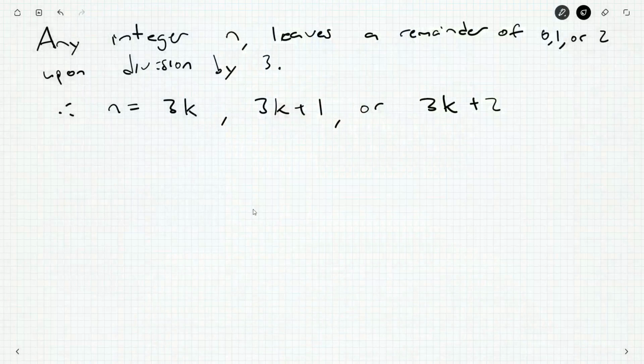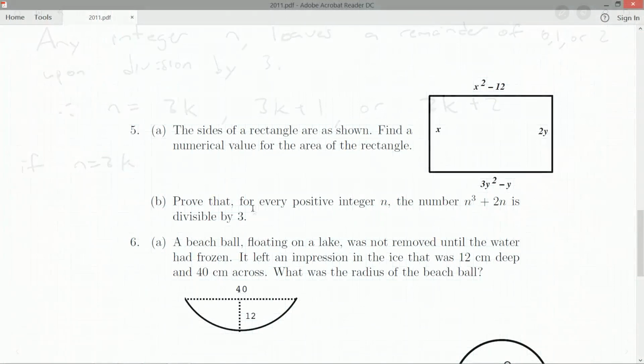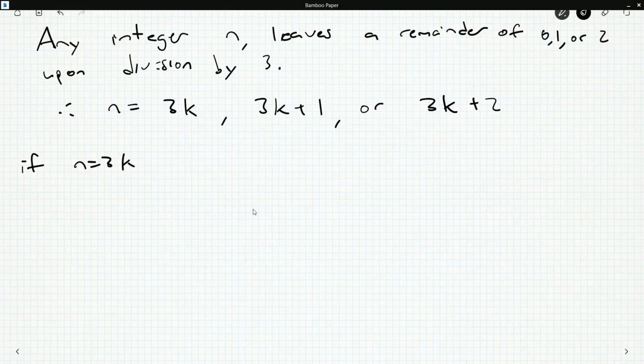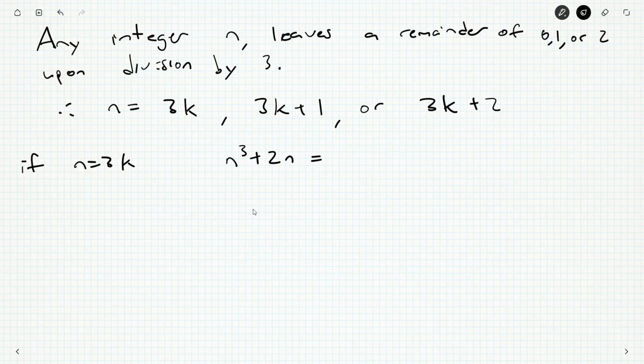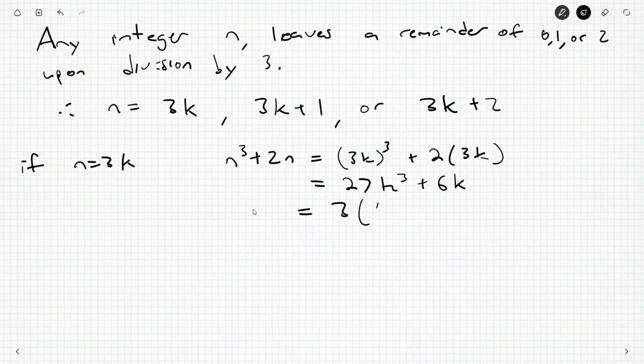Okay, so if n is 3k, and then what was the expression? n cubed plus 2n. n cubed plus 2n is then (3k) cubed plus 2 times 3k. So this is 27k cubed plus 6k. All I need to do is take a factor of 3 out. So it's 3 times (9k cubed plus 2k). And that's a multiple of 3, because I wrote it as 3 times something.